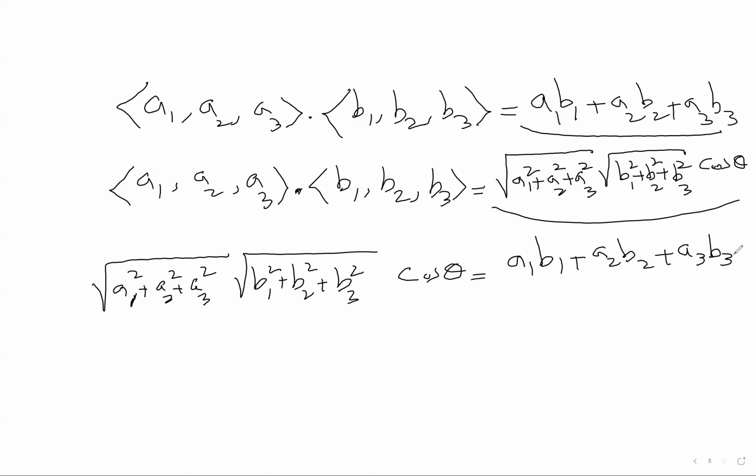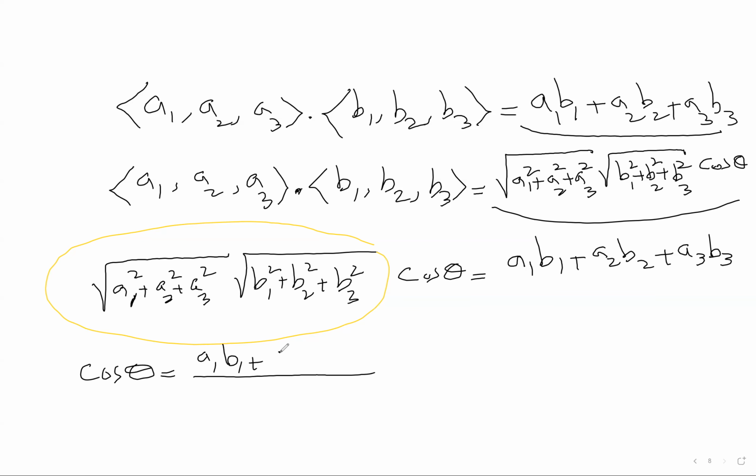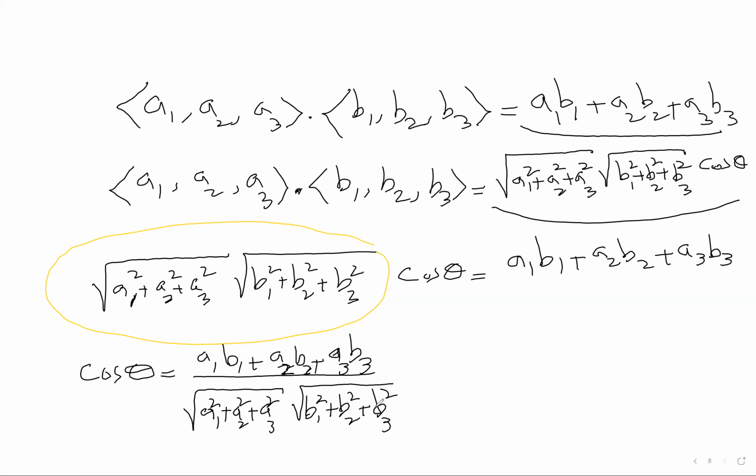So I solve for cosine, meaning that I divide both sides by this product. So what I get is cosine of theta is A1 B1 plus A2 B2 plus A3 B3 divided by the product of those radicals, radical of A1 squared plus A2 squared plus A3 squared times radical of B1 squared plus B2 squared plus B3 squared.